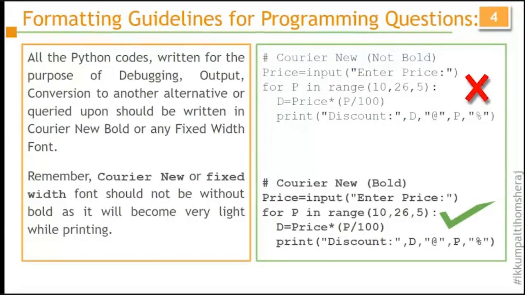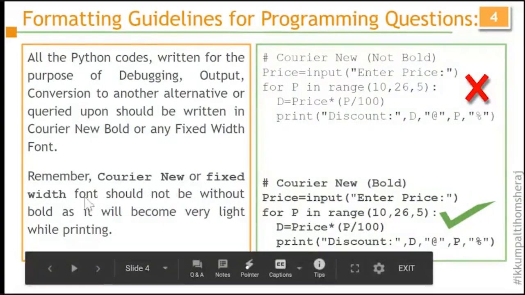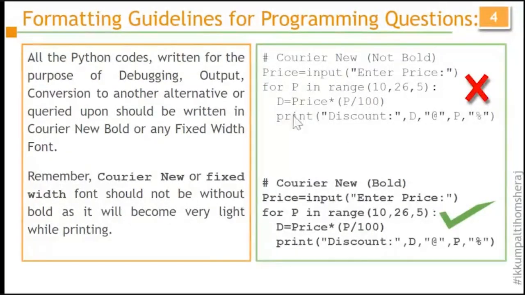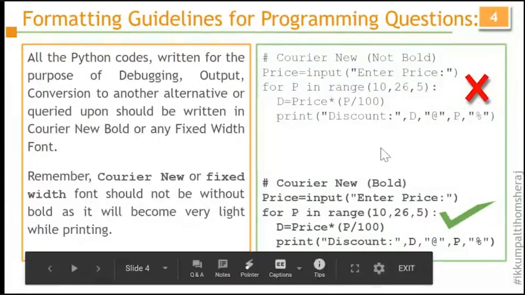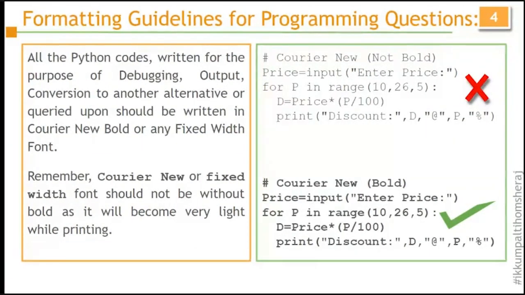Next, all the Python code written for the purpose of debugging, output, conversion to another alternative, or queried upon should be written in the Courier New, bold, or any fixed width font with bold. Remember, Courier New font or fixed width font should not be without bold, because if it is without bold, it will look like this. So on top, you can see the Courier New content looks like this. When you take out the printout, it is going to be very, very light, and sometimes it is not visible properly. So it is always better, whenever you are writing the code, turn it to Courier New and then make it bold. Then only it will appear right.